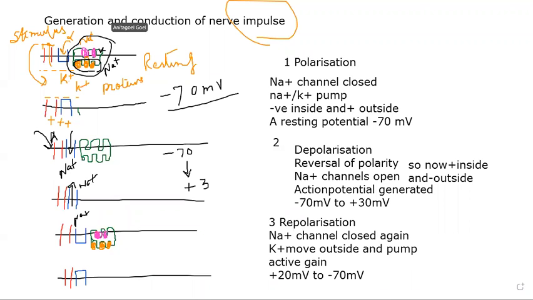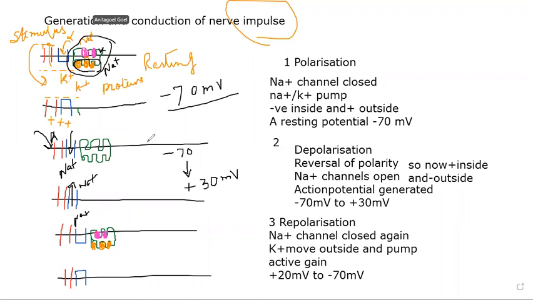This plus 30 millivolt is known as the action potential. This can be plus 20 also, and somewhere you can study it as plus 50 also. So this is known as the action potential. So we can say that our nerve impulse is generated in the form of an action potential, and it is going to be conducted also in the form of an action potential only.